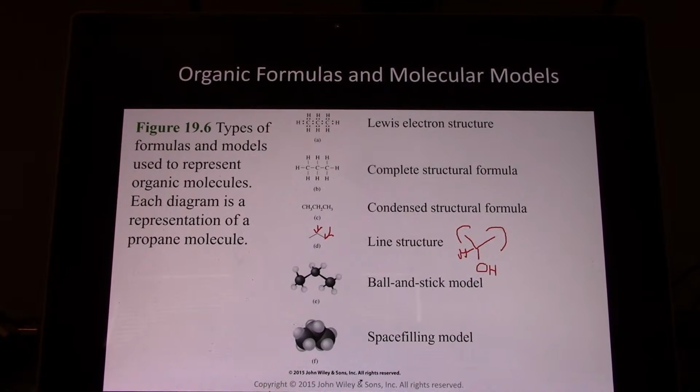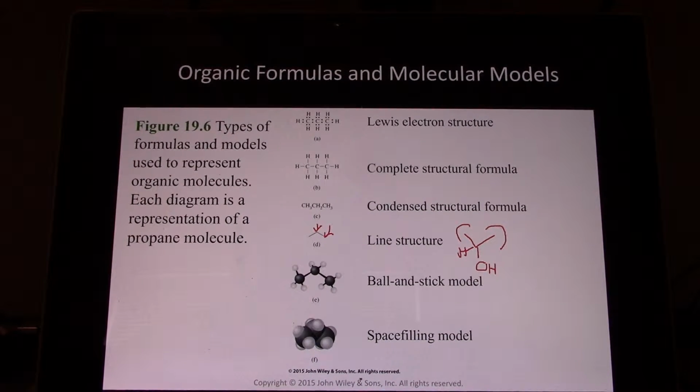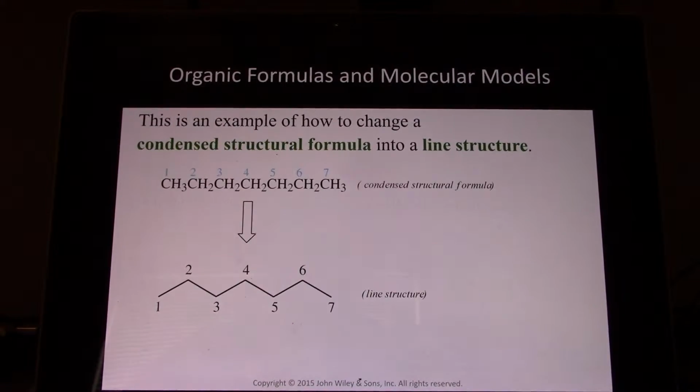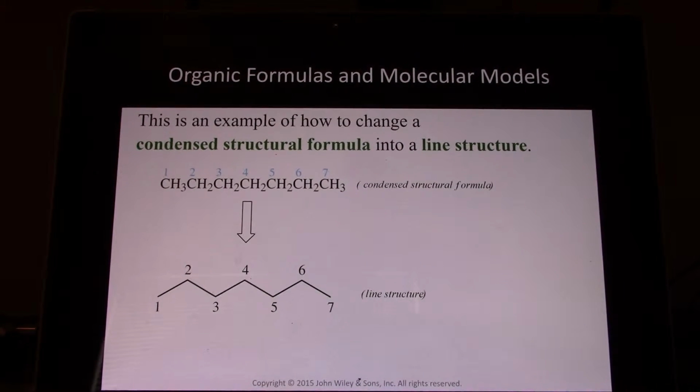Here we have a ball and stick model. Here we have a space filling model. So these are 6 different ways to draw the molecule propane. And this is an example of how to take a condensed structural formula into a line structure.